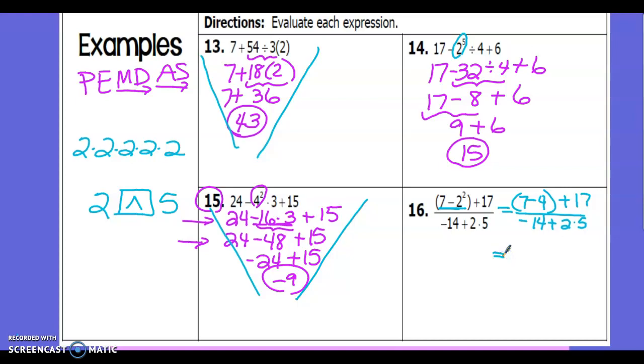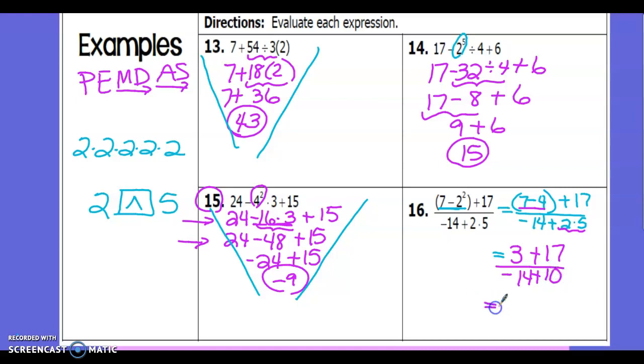Now let's simplify the top some more. Let's simplify the parentheses. So 7 minus 4 right here gives me 3. So I have 3 plus 17 in the numerator. In the denominator, I have negative 14 plus, and I'm going to go ahead and take this 2 times 5 and make it 10 because I know I'm going to have to multiply before I add.